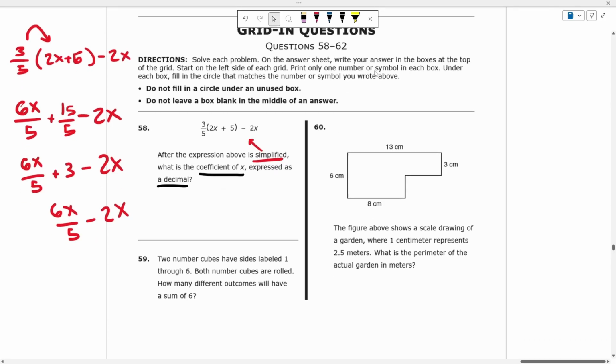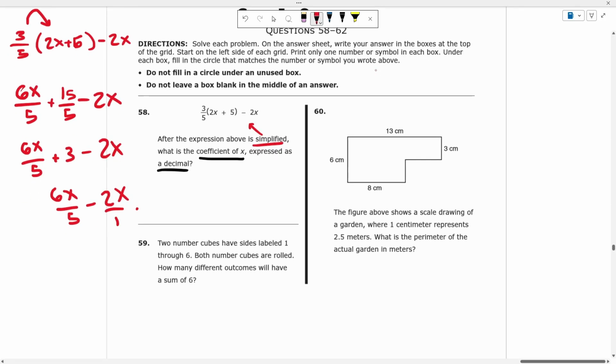In order for me to do this, I need to make them have the same common denominator. So I'm going to multiply 2x by 5 over 5, and I'm left with 6x over 5 minus 10x over 5. When you do this, you get negative 4x over 5, and the coefficient here is going to be the number in front of x. So the number in front of x here is actually negative 4/5, okay?